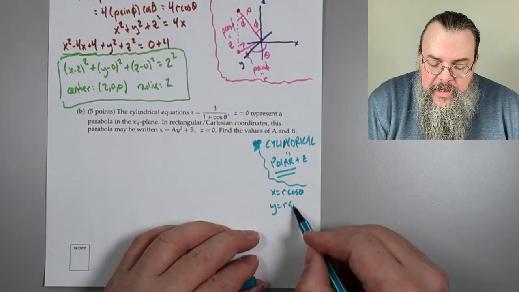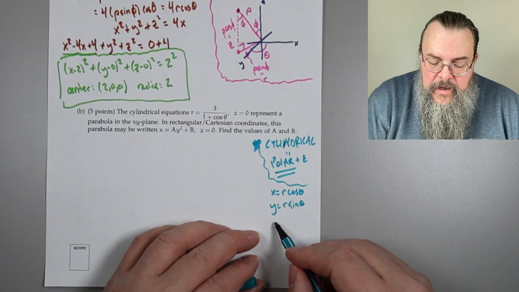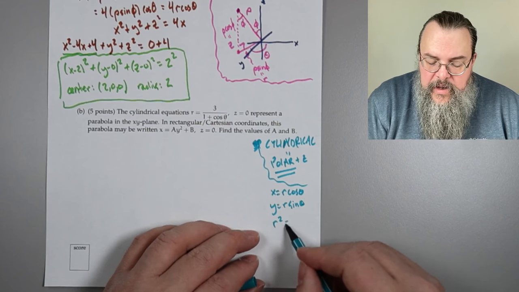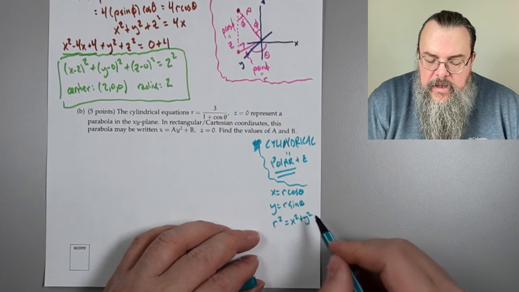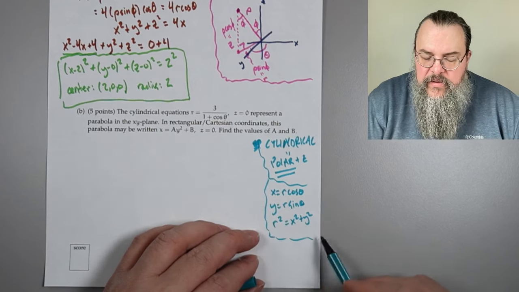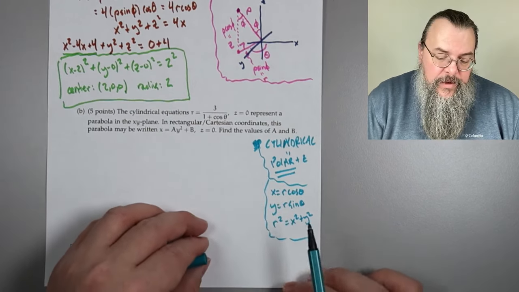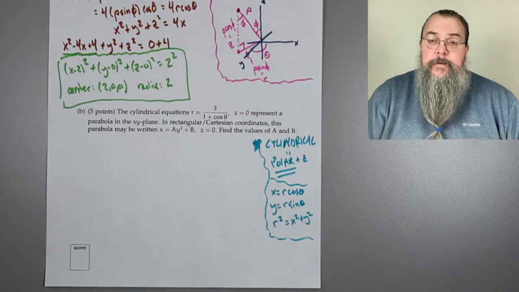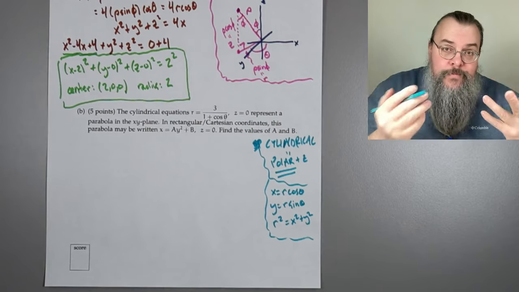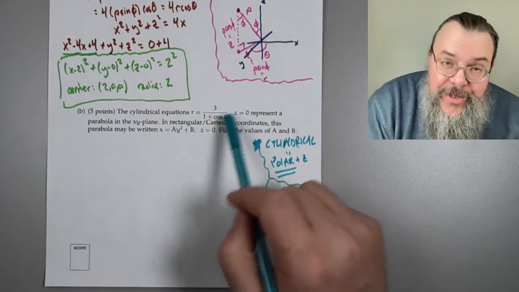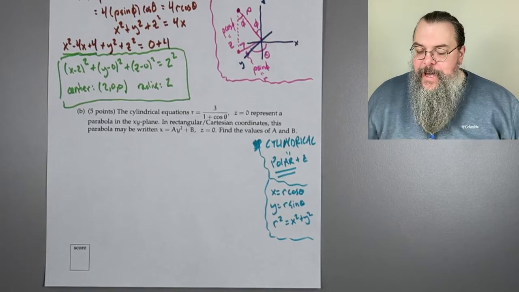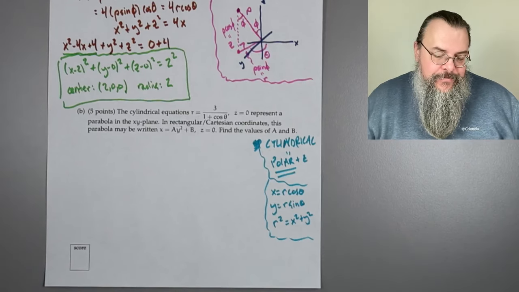y is r sine theta. r squared is x squared plus y squared. And those are our basics, so we're going to rely on those as we go forward. Okay, so we're putting all our energy into that equation. How do we put our energy into this equation?